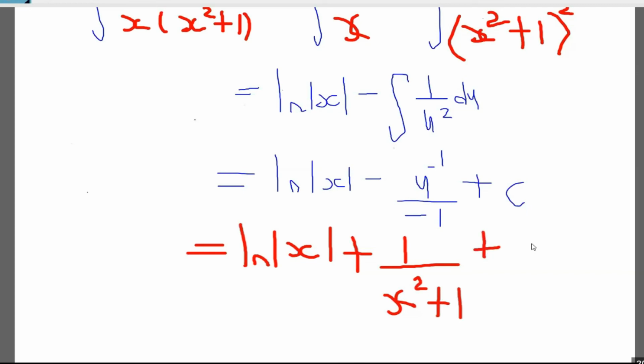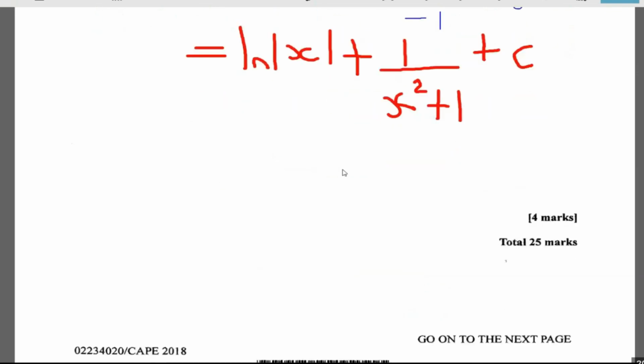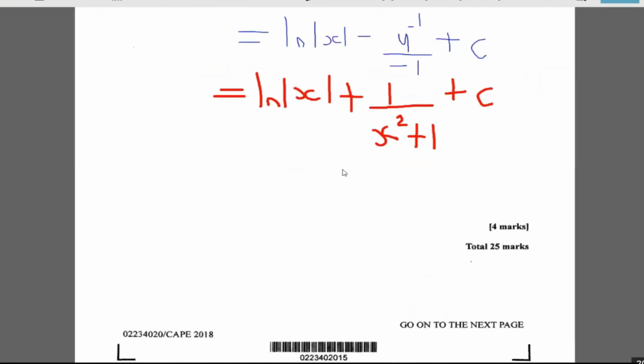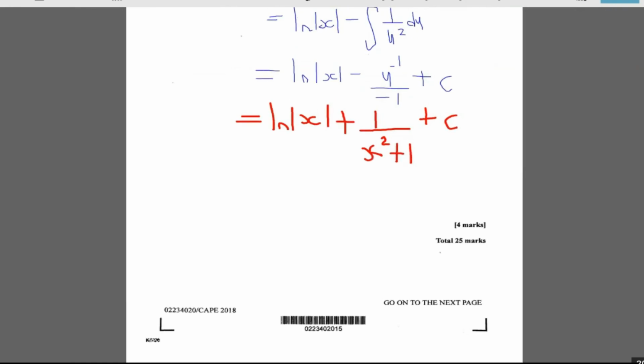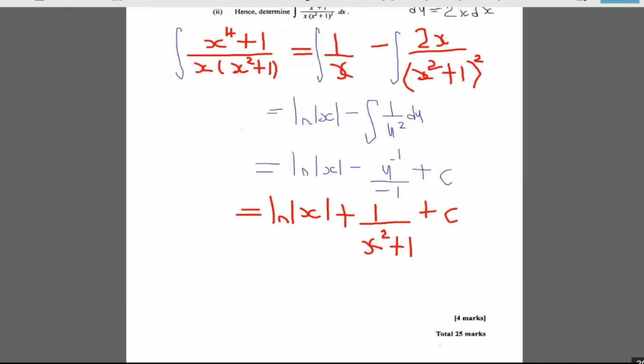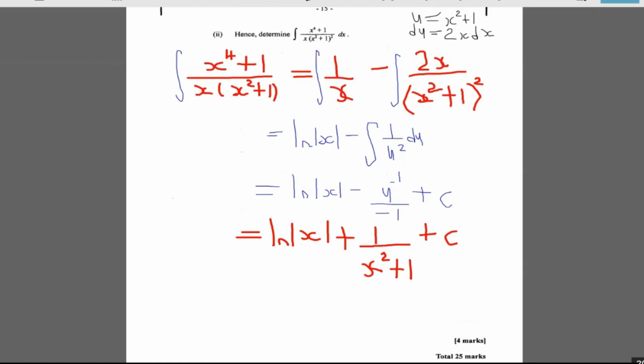All right, that is that question. Easy, 4 marks or so. It wouldn't be 5 because this was a little too easy. All right, that was that, and that's it for the integration. We're back to sequence and series.